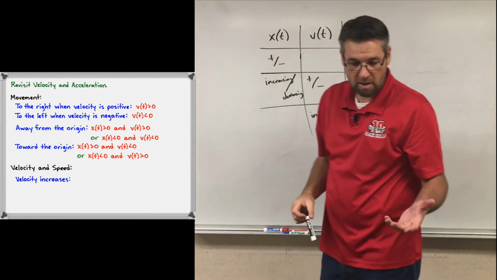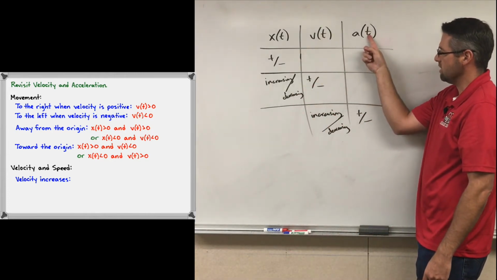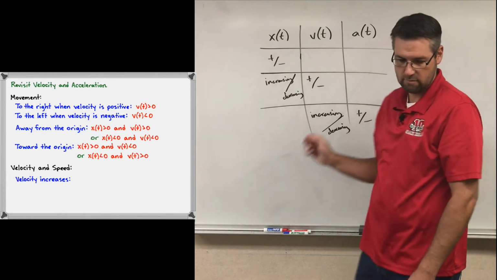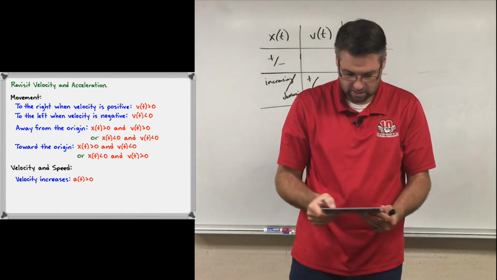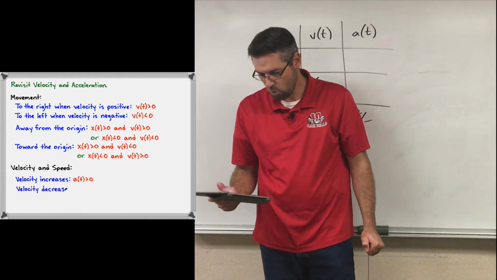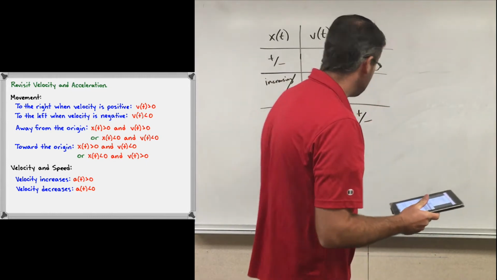So how do I know when my velocity is increasing? My velocity is increasing when my acceleration is positive, okay? And then opposite, the velocity is decreasing when the acceleration is negative. And so we have that relationship there, okay?